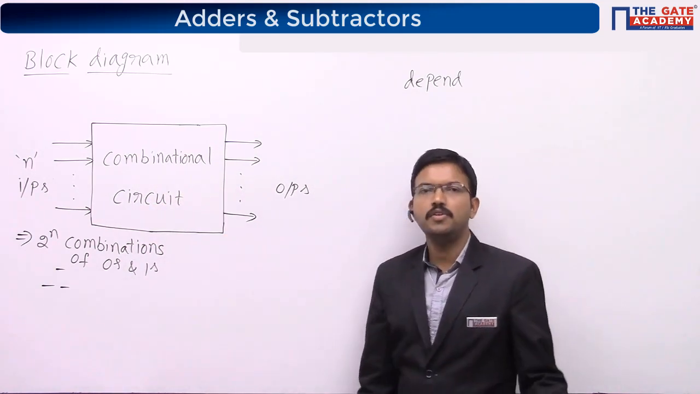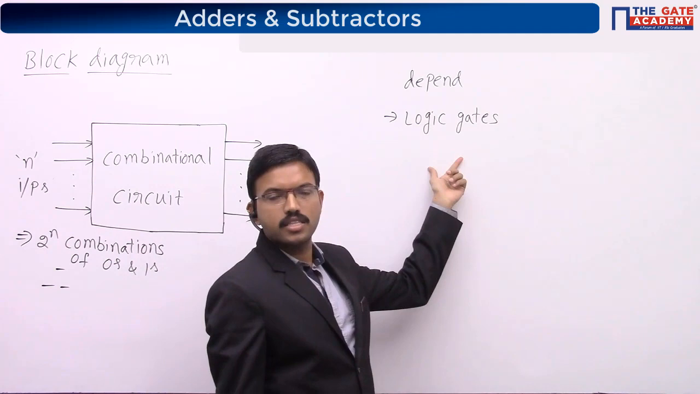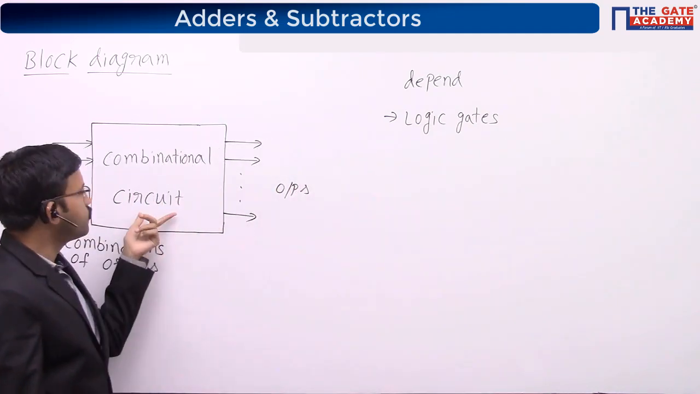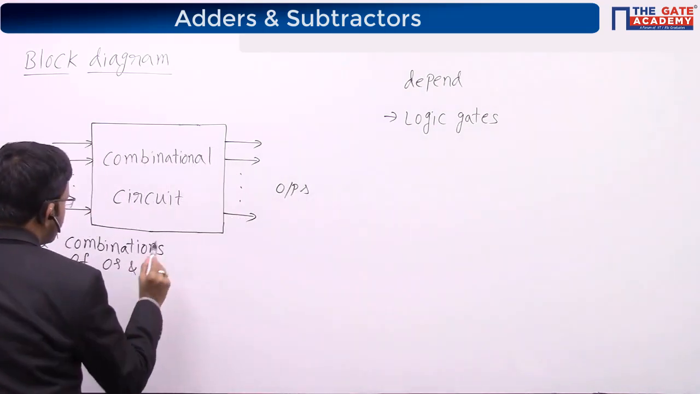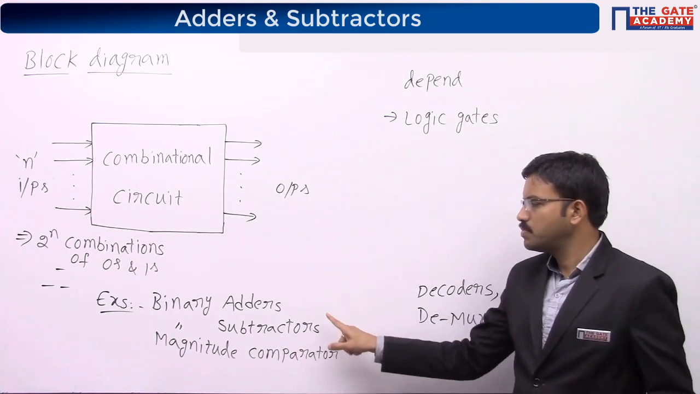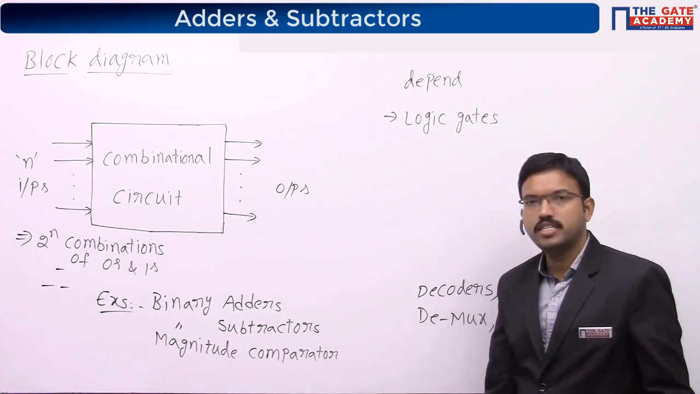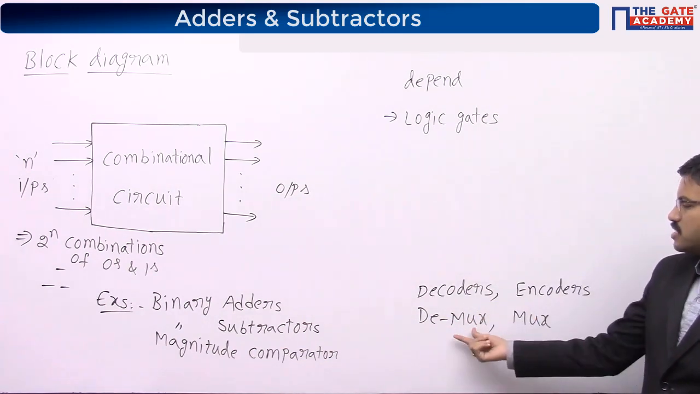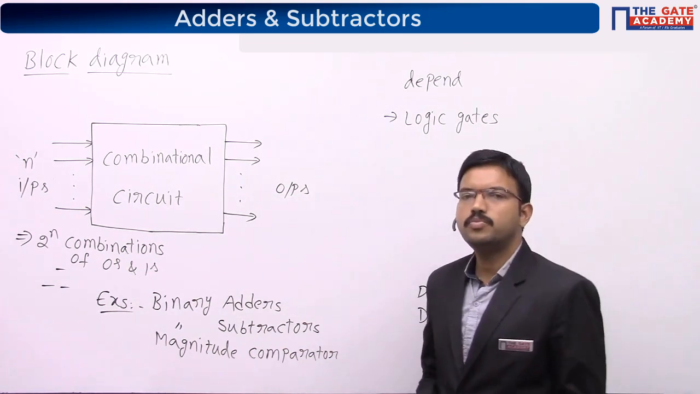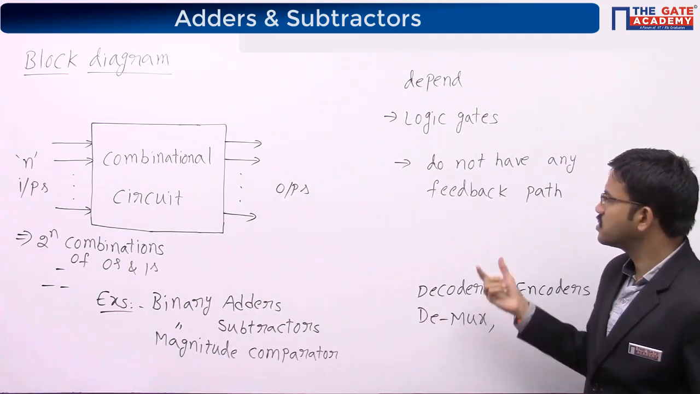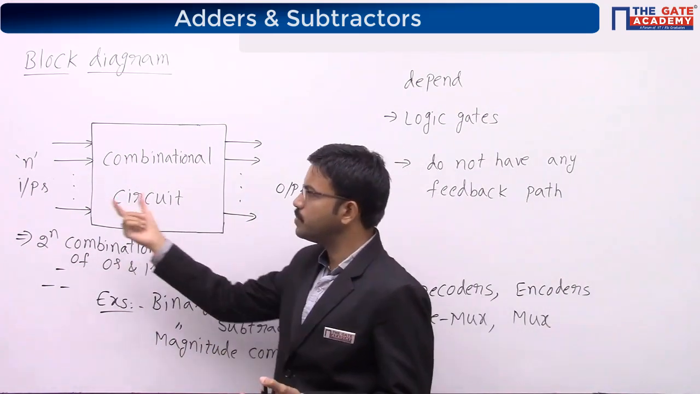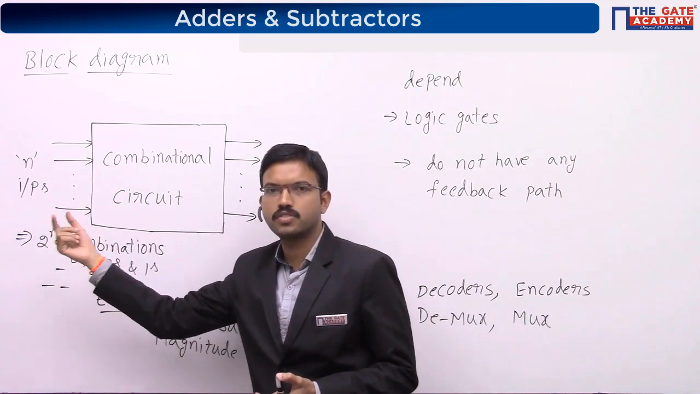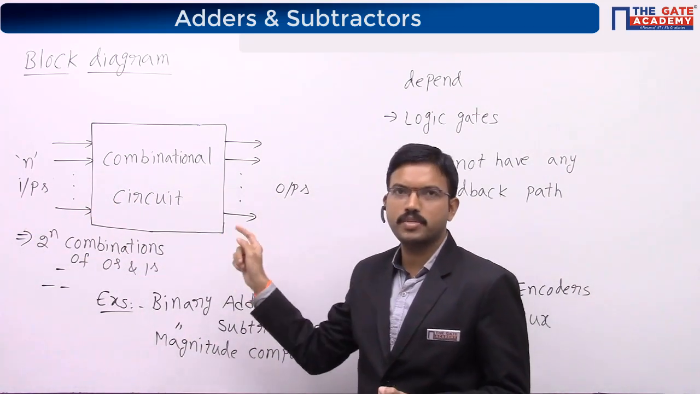Next point you can write down: logic gates are the basic building blocks of combinational circuits. You can write down examples of combination circuits: binary adders, binary subtractors, magnitude comparator, decoders, encoders, demux, mux. Next point, combination circuits do not have any feedback path, because here outputs purely depend on the combination of present inputs. Here we don't have any feedback path.